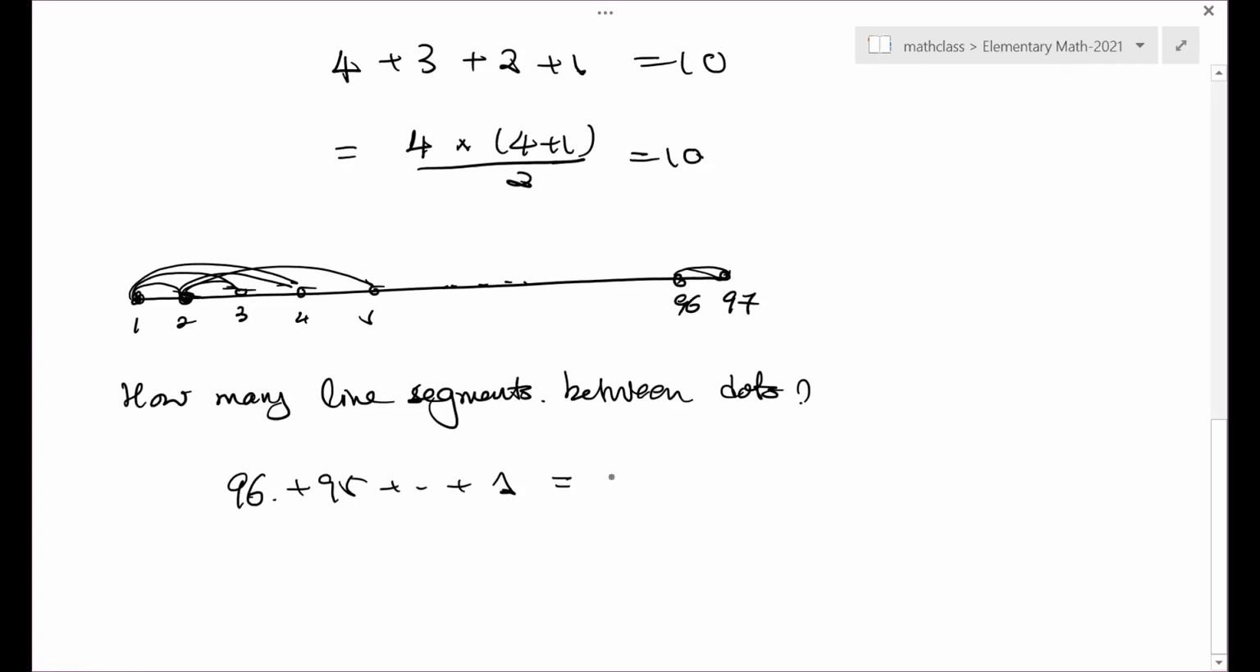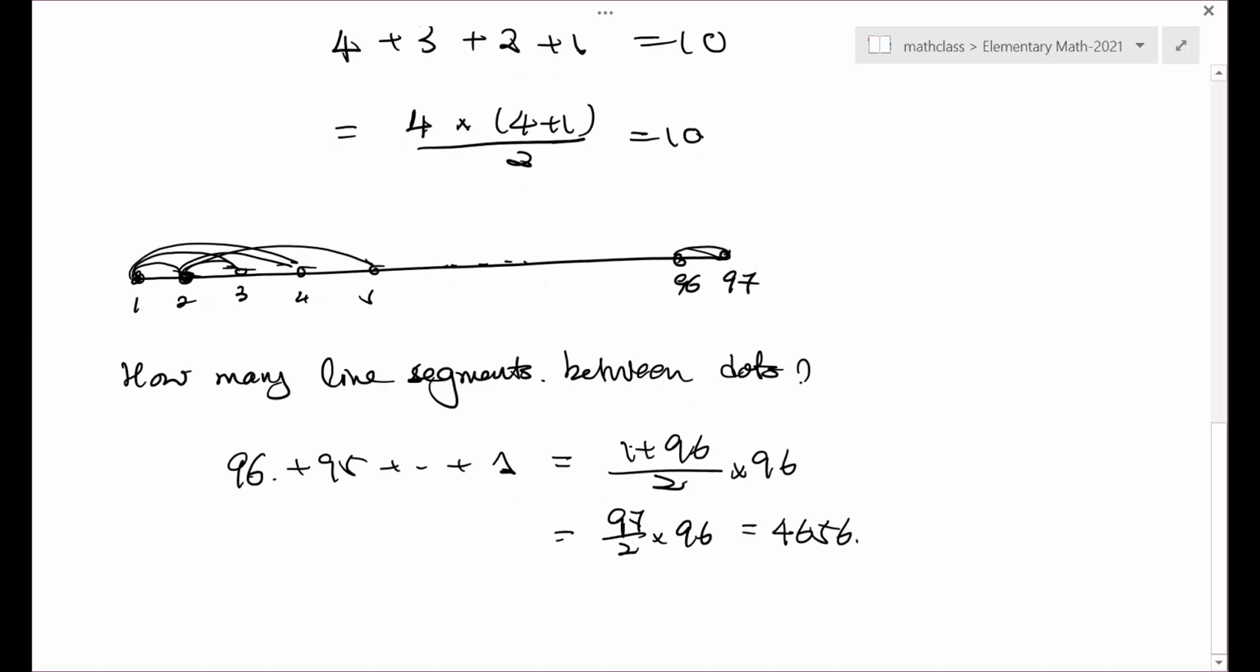Then you get the sequence of those numbers, and you have to add them together, right? When you add them together, it is the sum of the first term and the last term, divided by 2, times the number of terms. So this is a pretty large number. It'll be 97 divided by 2 and that times 96. Let's try to solve this problem. 96 divided by 2 is 48. 48 times 97. So actually how many of them? 4,656. So you get this many line segments between two dots.